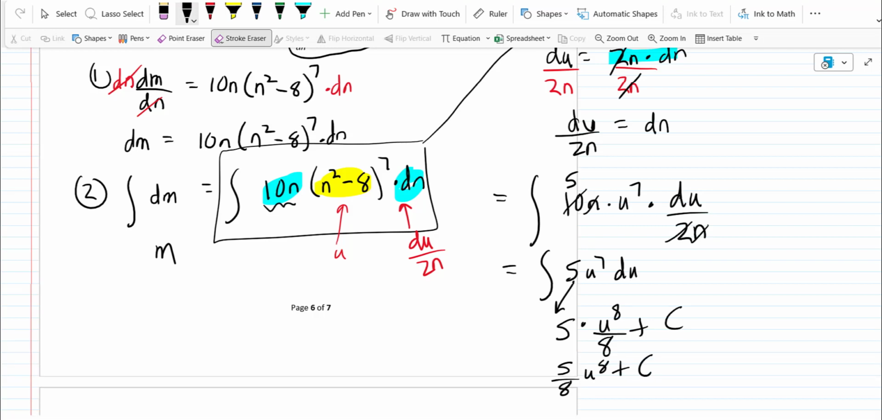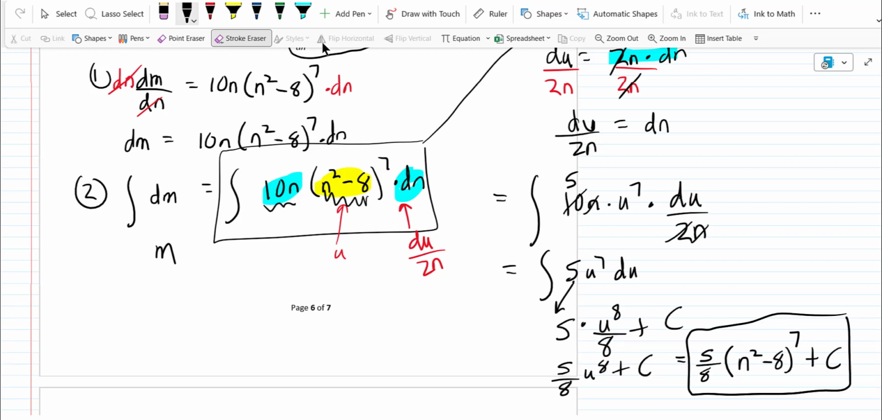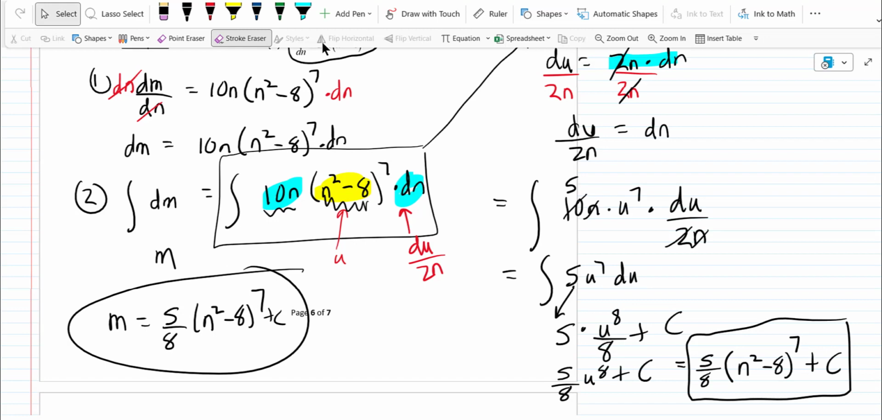And then the last step would just be to plug the u back in. And the u was the part that I have in yellow here. So you would have 5/8 (n to the 2nd minus 8) to the 7th plus c. Last step is just plugging back in to get that original variable. That's your antiderivative. So that's the answer to this differential equation, is m is equal to 5/8 (n to the 2nd minus 8) to the 7th plus c. Same idea.